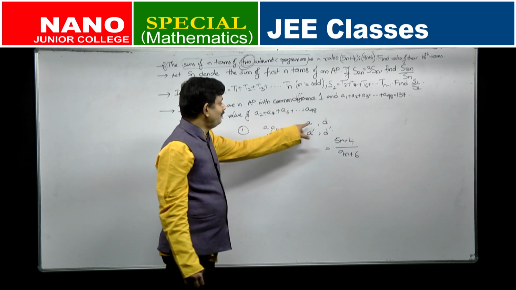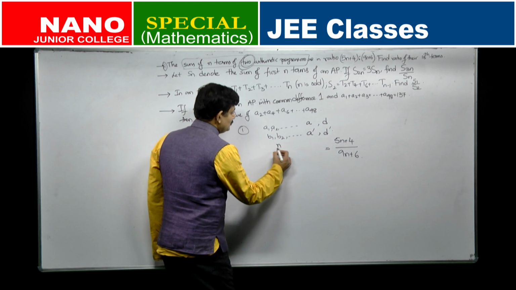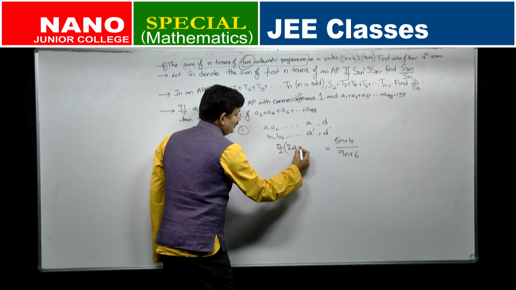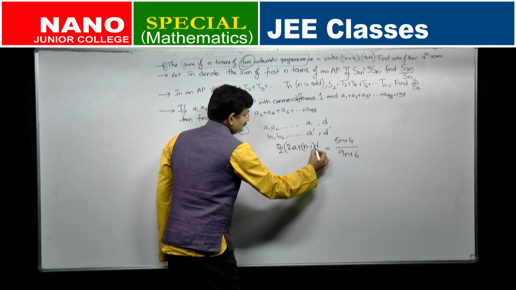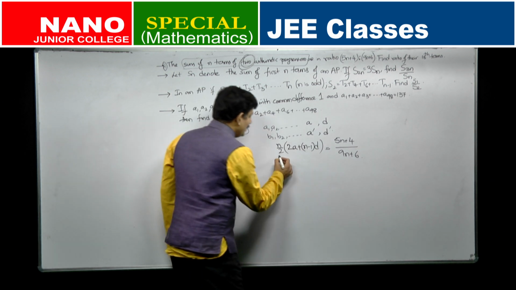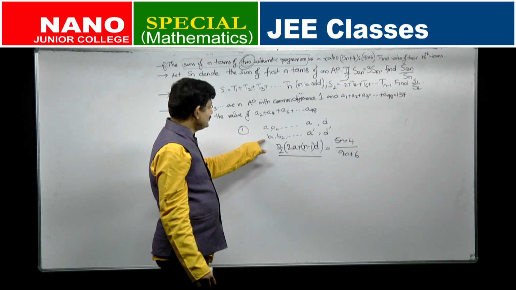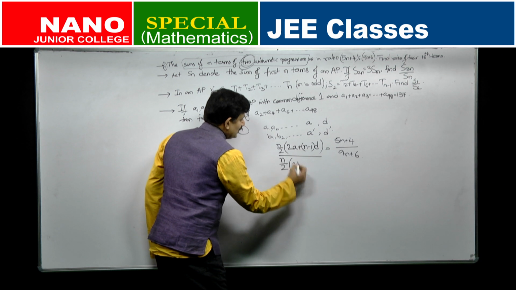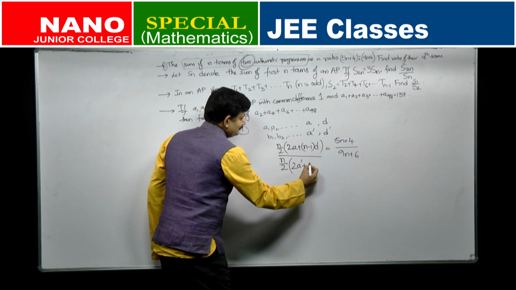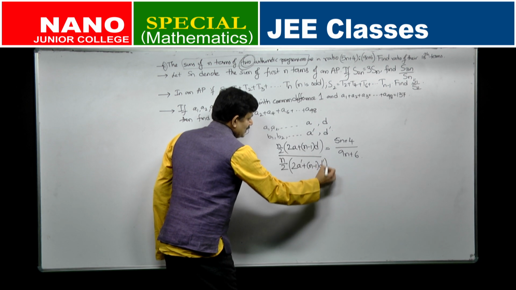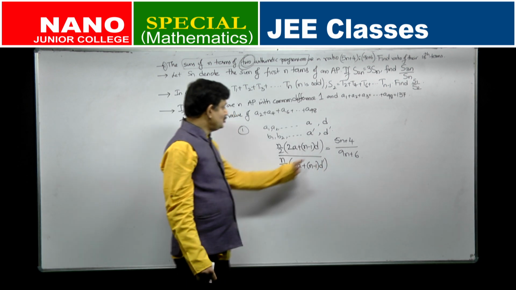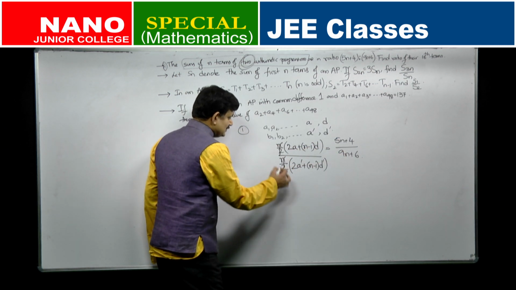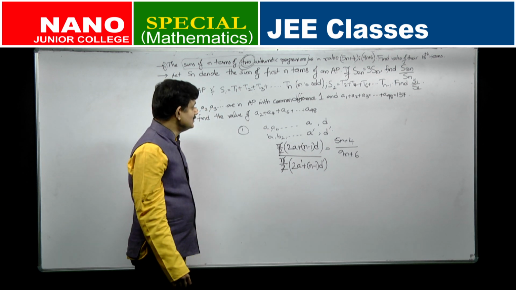So, what is the sum to n terms in the first arithmetic progression? n by 2 into 2a plus n minus 1 into d, divided by what is the sum to n terms of the second arithmetic progression? n by 2 into 2 times first term, what is it? a dash, plus n minus 1 into d dash. This ratio is given to be how much? 5n plus 4 by 9n plus 6. So, n by 2 gets cancelled here, n by 2 gets cancelled here.